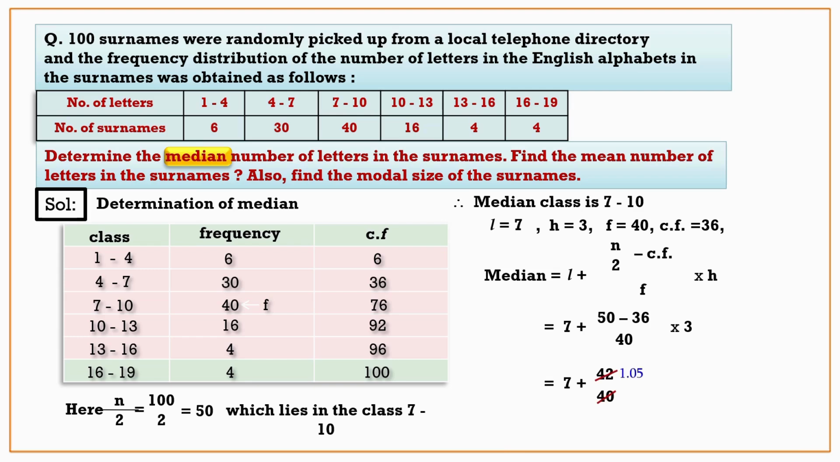So that is equal to 7 plus 42 by 40, which is approximately 1.05. So 7 plus 1.05 is 8.05. So the median value is 8.05 letters.